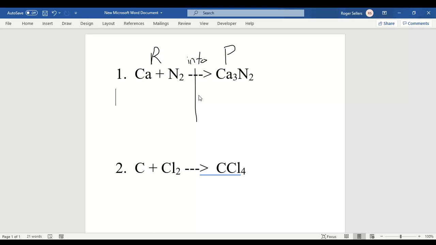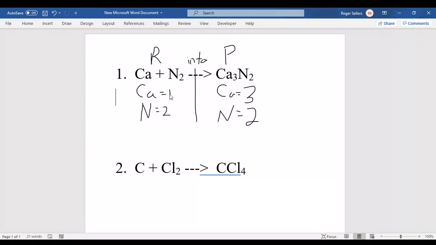So to figure out what this is, I like to identify each element. So every time you see a new capital letter, it's a new element. And whatever elements you have on the left, you're going to have on the right. So if you look at calcium, you'll notice that there is one calcium atom. If you look at nitrogen, you'll notice there are two nitrogen atoms. This little 3 goes with the calcium, and that little 2 next to the capital N goes with nitrogen.